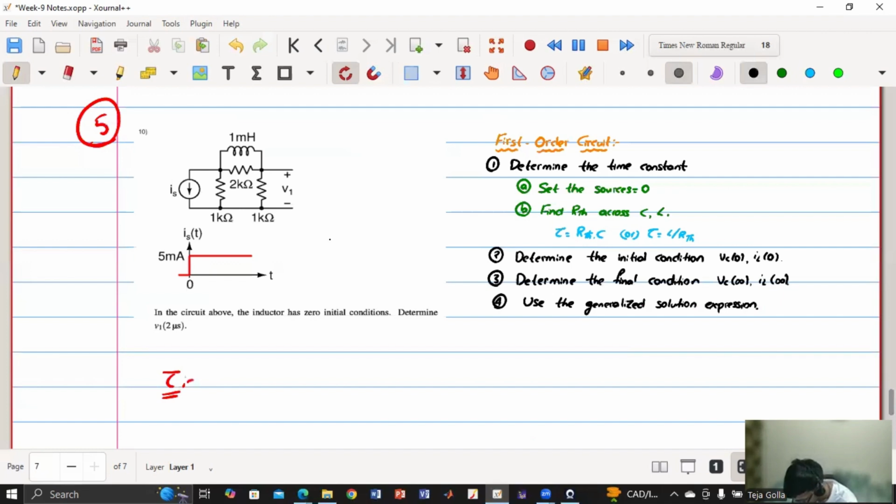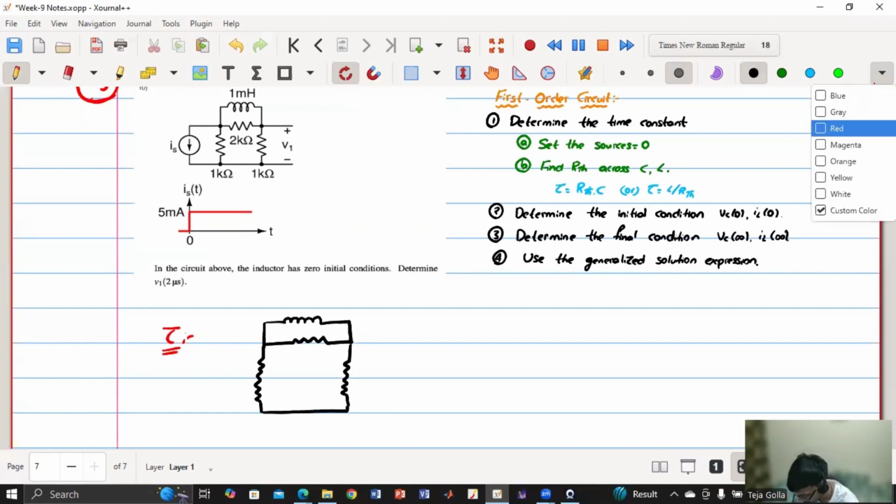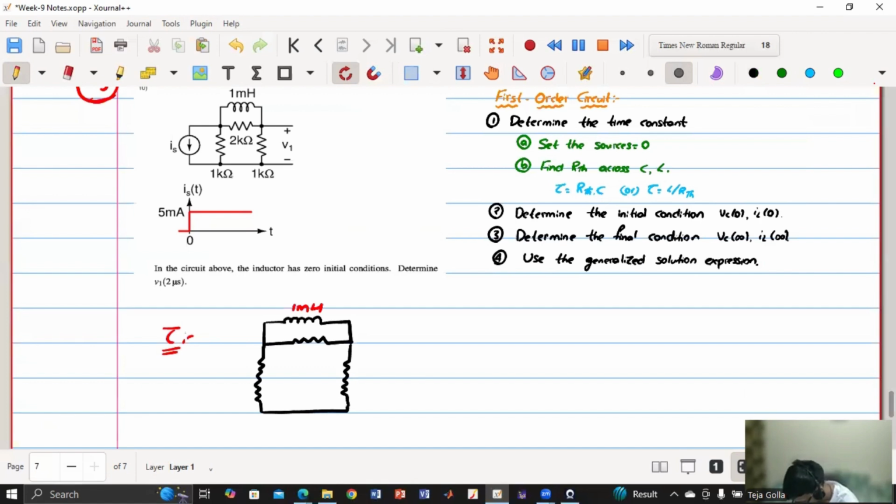The current source will be opened, and we are finding RTH across the inductor. So simplify the resistance across the inductor and tell me what will be the RTH. This is 1 millihenry. This is 2 kilo ohm. So across this terminal and this terminal, you find the RTH. Can anyone tell me what is RTH? 3/4. Sure, are you sure? Yes, sir. So 1K, 1K will be in series, right?